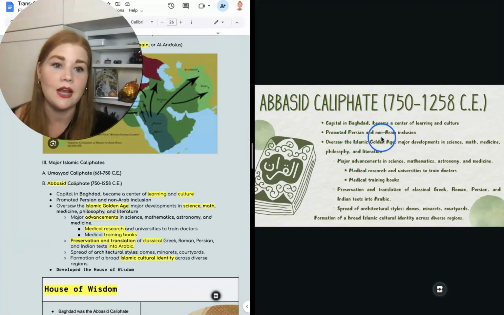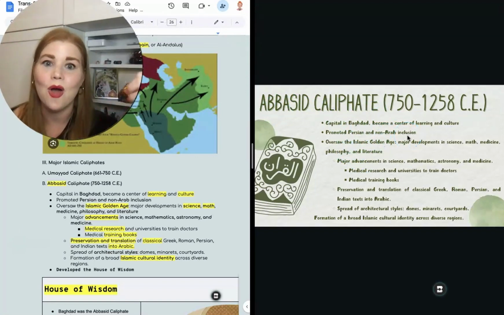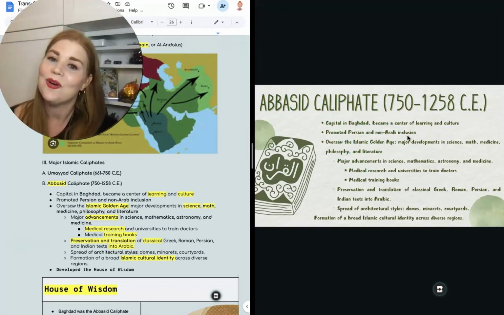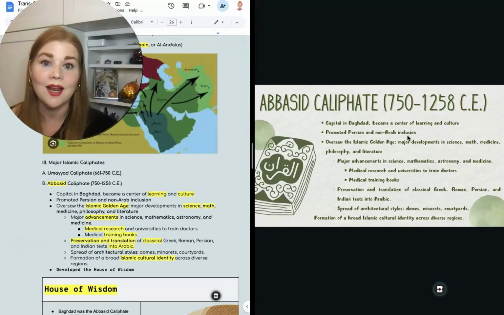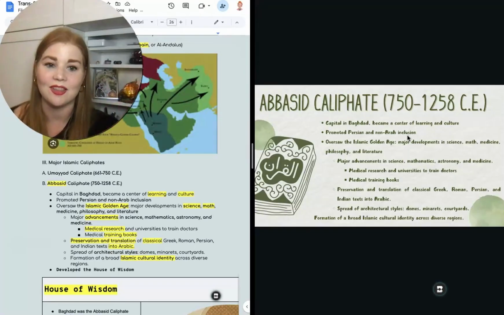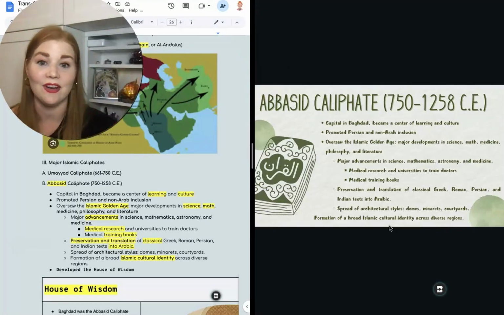They're going to promote Persian and non-Arab inclusion, so they're going to allow other traditions and other cultures of people, which really does allow them to have a stronger government and a stronger culture because they're able to learn from each other. It also allows for the transfer of ideas from one culture to another, and for merchants of different cultures to feel safe and like this is an area that they can go to.